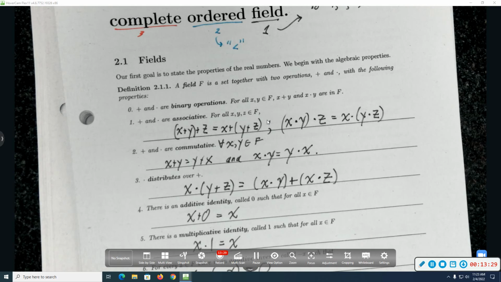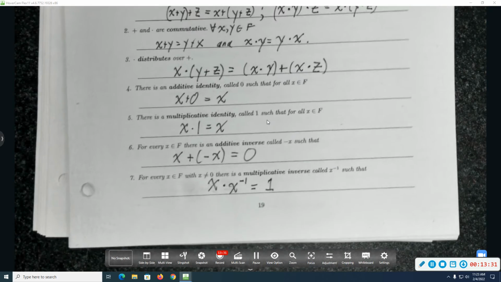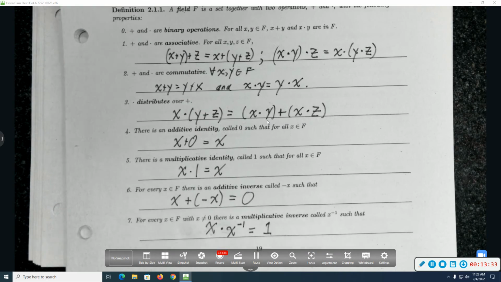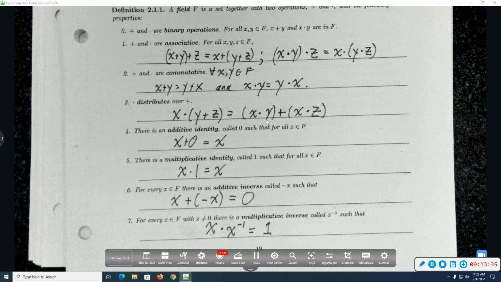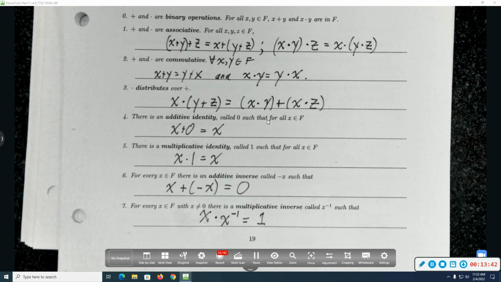So those are all definition-y things. None of these are things that we're claiming are true. These are all just definitions. A field is a set together with some operations which satisfy these 7 or 8 conditions, depending on whether or not you count 0. How do people feel? Does that make sense?